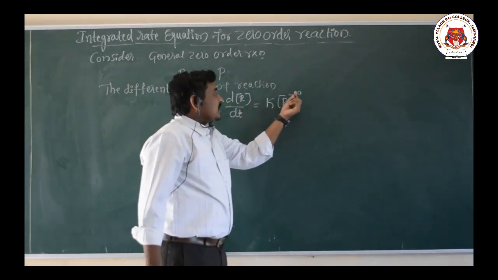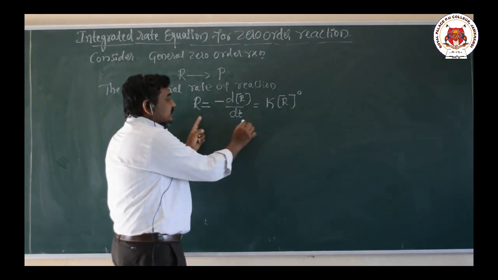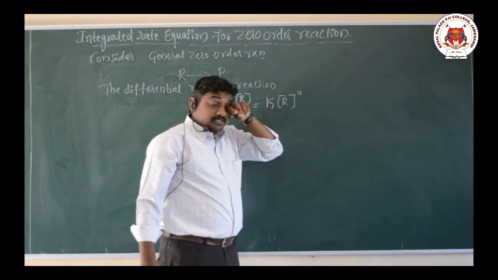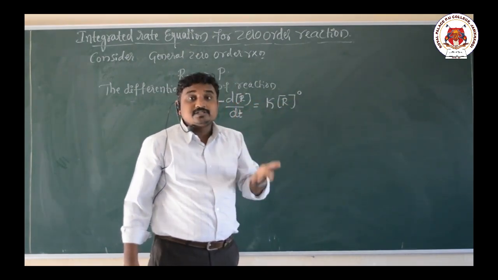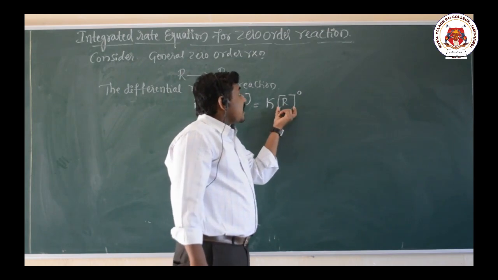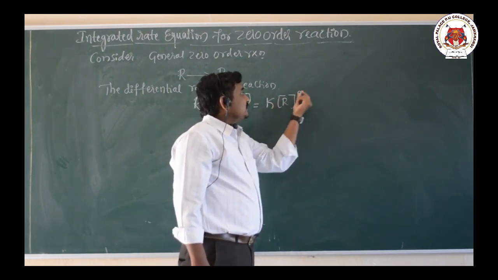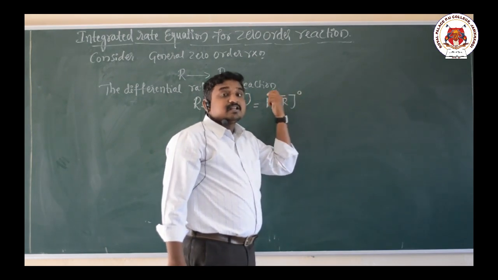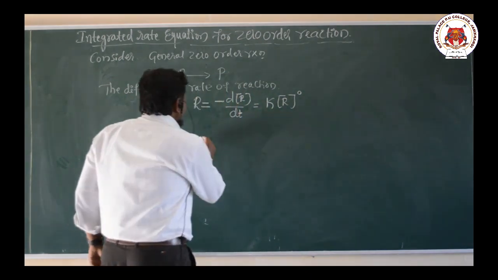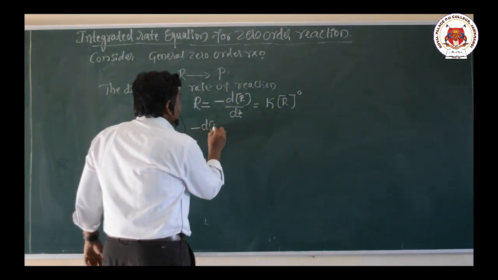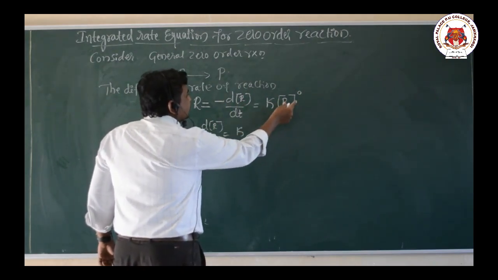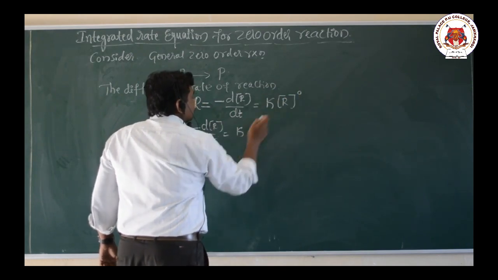That means the rate of reaction is independent of the concentration of the reactant. Already we know that a zero order reaction is a reaction in which the rate of reaction is independent of the concentration of the reactant, where R means the concentration of the reactant, so its power is 0. That indicates the rate of reaction is independent of the concentration. Now that becomes minus dR by dt equal to k R raised to 0. Any number raised to the power 0 equals 1.